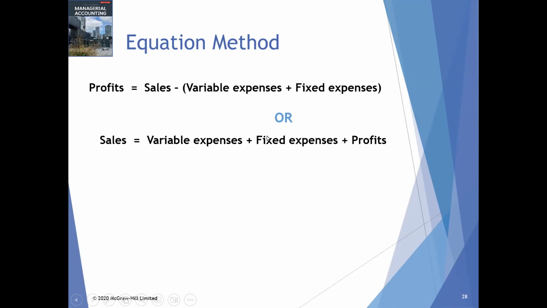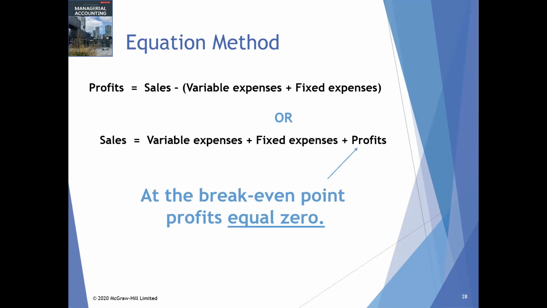The second form is sales is equal to variable expenses plus the fixed expenses plus profit. In this way we will be able to calculate the sales. So this is the equation method. Now look at this, how to calculate the break-even point. At the break-even point, the profit is equal to zero. When the profit is equal to zero, we will be having only the fixed expenses. Fixed expense divided by sales minus variable cost, which is known as the CM, contribution margin.